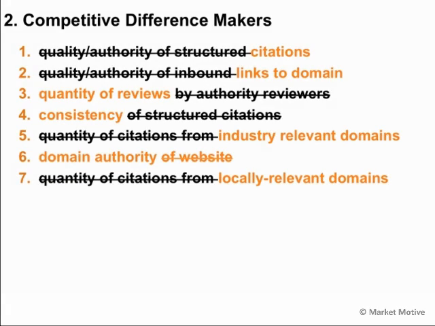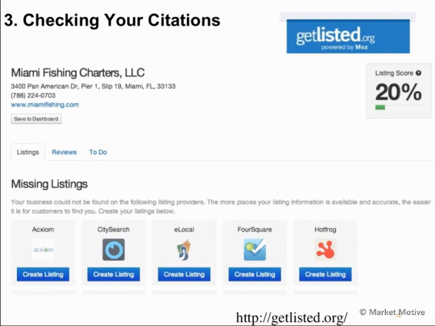So the difference makers, we talked about these a little bit in the search ranking factors video. I narrowed them right down. The difference makers are citations, links to the domain, quantity of reviews, consistency in your name, address, phone number, industry relevant domains and links from those, the domain authority of your website, and having locally relevant domains linking to you or citing you. So we can check those citations at Get Listed like we mentioned.